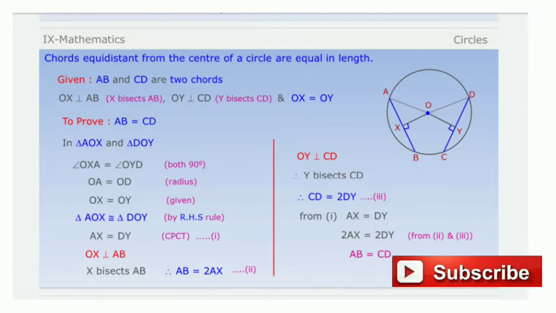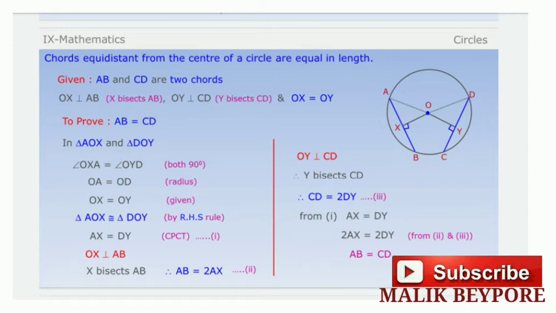Therefore by using CPCT we can say that AX equal to DY, that is equation number 1. Already given that OX perpendicular to AB, that is X bisects AB. Therefore we can write the chord AB is equal to 2 times AX, equation number 2. Similarly OY perpendicular to CD, therefore Y bisects CD. Therefore CD equal to 2 DY, equation number 3.